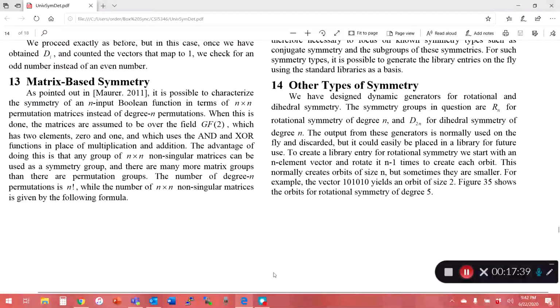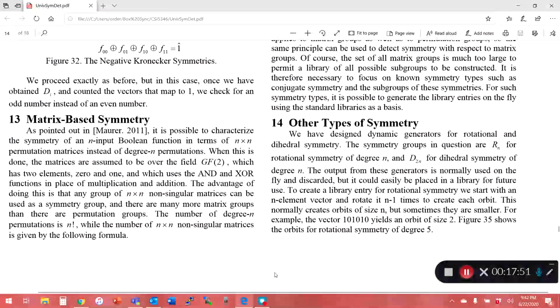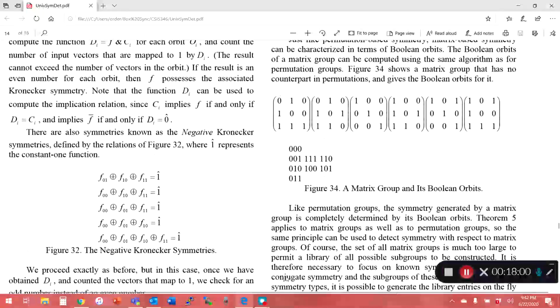And now we come, of course, to matrix-based symmetry, which is my symmetry. Yes, we can characterize most types of symmetry in terms of matrices rather than permutations.